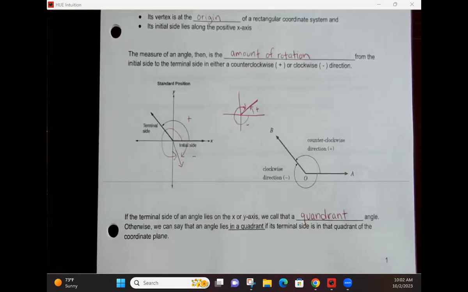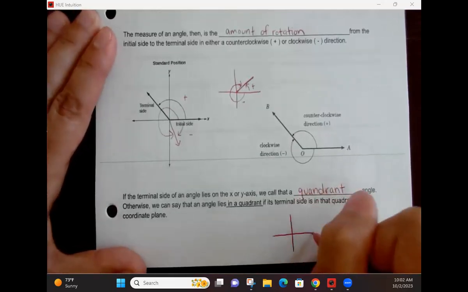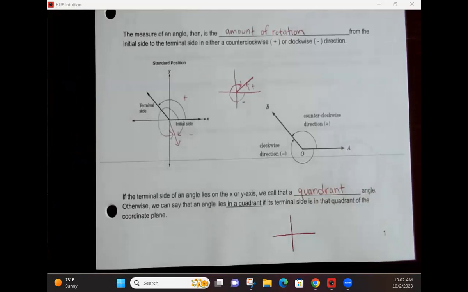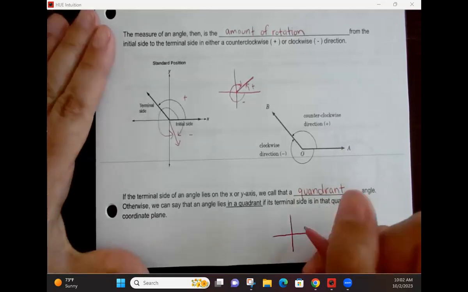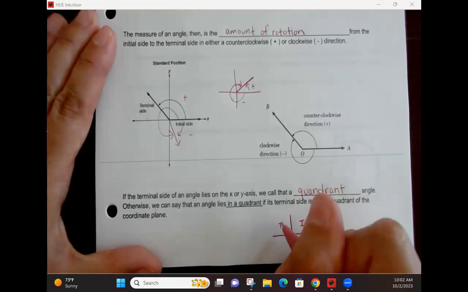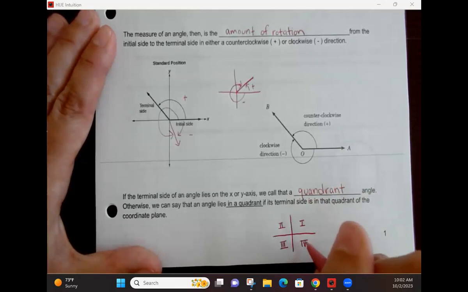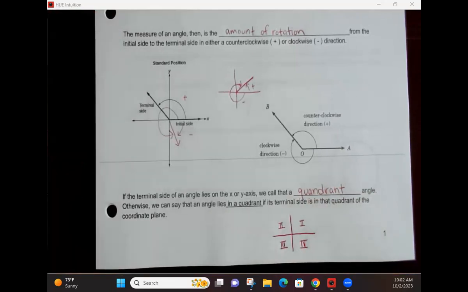Otherwise, we're going to talk a lot about what quadrant an angle lies in. So I want you to remember our coordinate plane is divided into 4 pieces by the x and y axis. The first quadrant is where x and y are both positive, and then we label these in a counterclockwise fashion. So we'll talk a lot about what quadrant this angle is in. A lot of our work today is going to be on just recognizing what our angles look like.